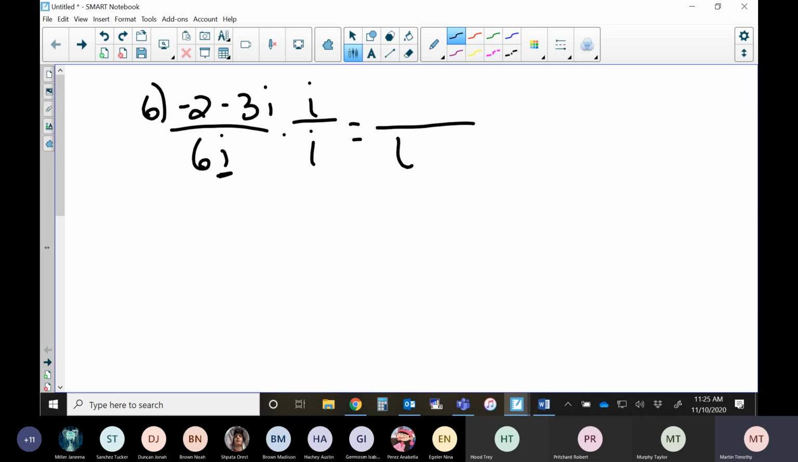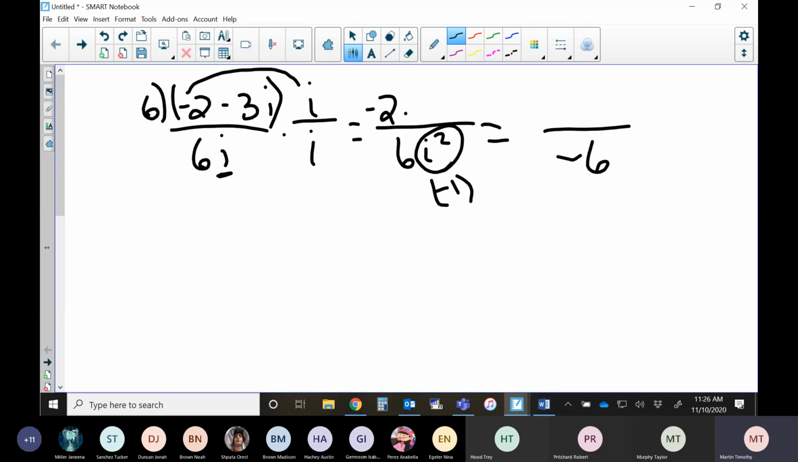6i times i just turns into 6i squared. i squared turns into a -1. And on the bottom, I have a -6, which is totally cool because there's no longer an i there. I then have to distribute this i because this has multiple things. So I got to go -2 times i, which is -2i. And then -3i times i is a -3i squared. Again, as soon as I see the i squared, I make it become -1. A -3 and a -1 turn into a +3.